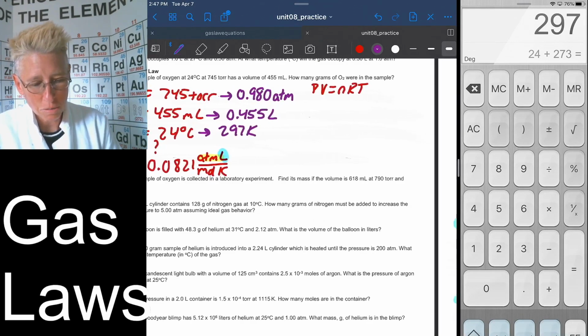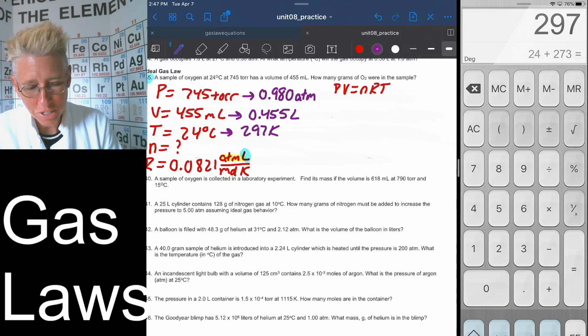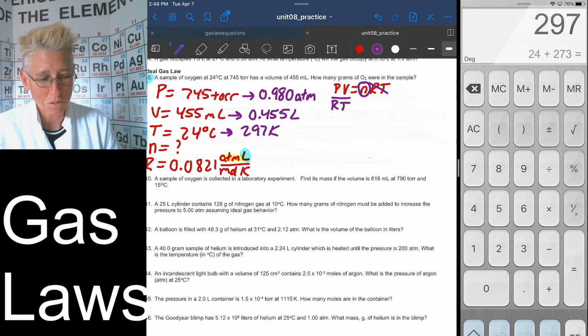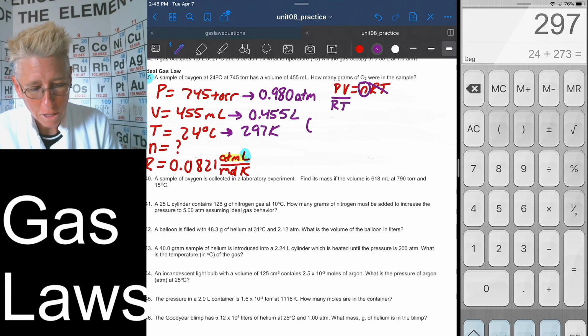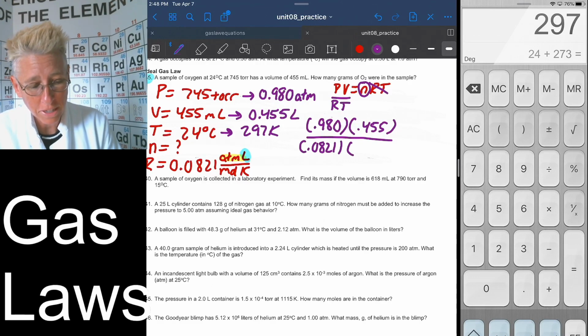Okay, so PV equals nRT. Just like I showed previously, I'm going to circle my n. I'm going to cross off RT and stick it underneath on the other side. And that's what I'm plugging into. So I'm going to take my pressure, 0.980, and my volume, 0.455, and I'm going to divide that by the R, 0.0821, and then multiply that times the T, the 297.